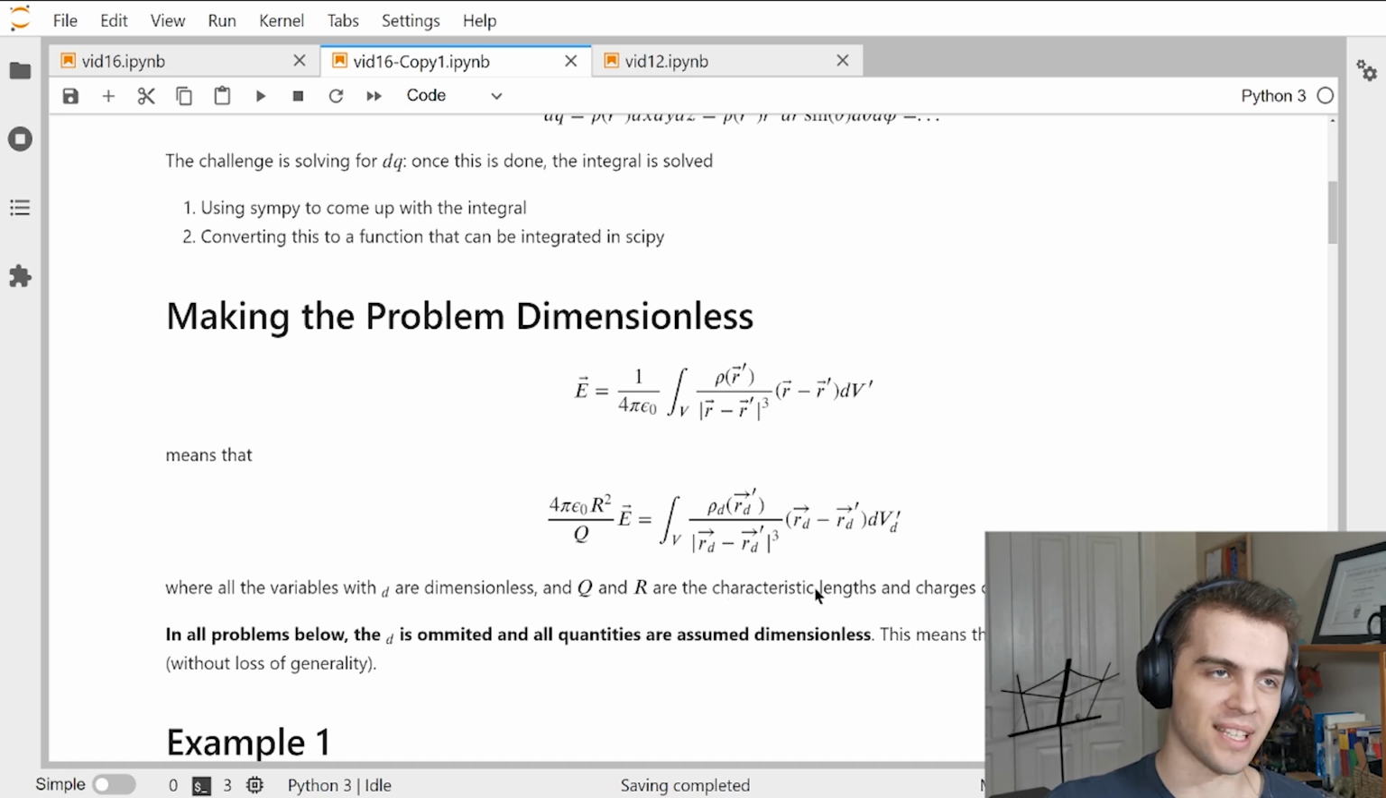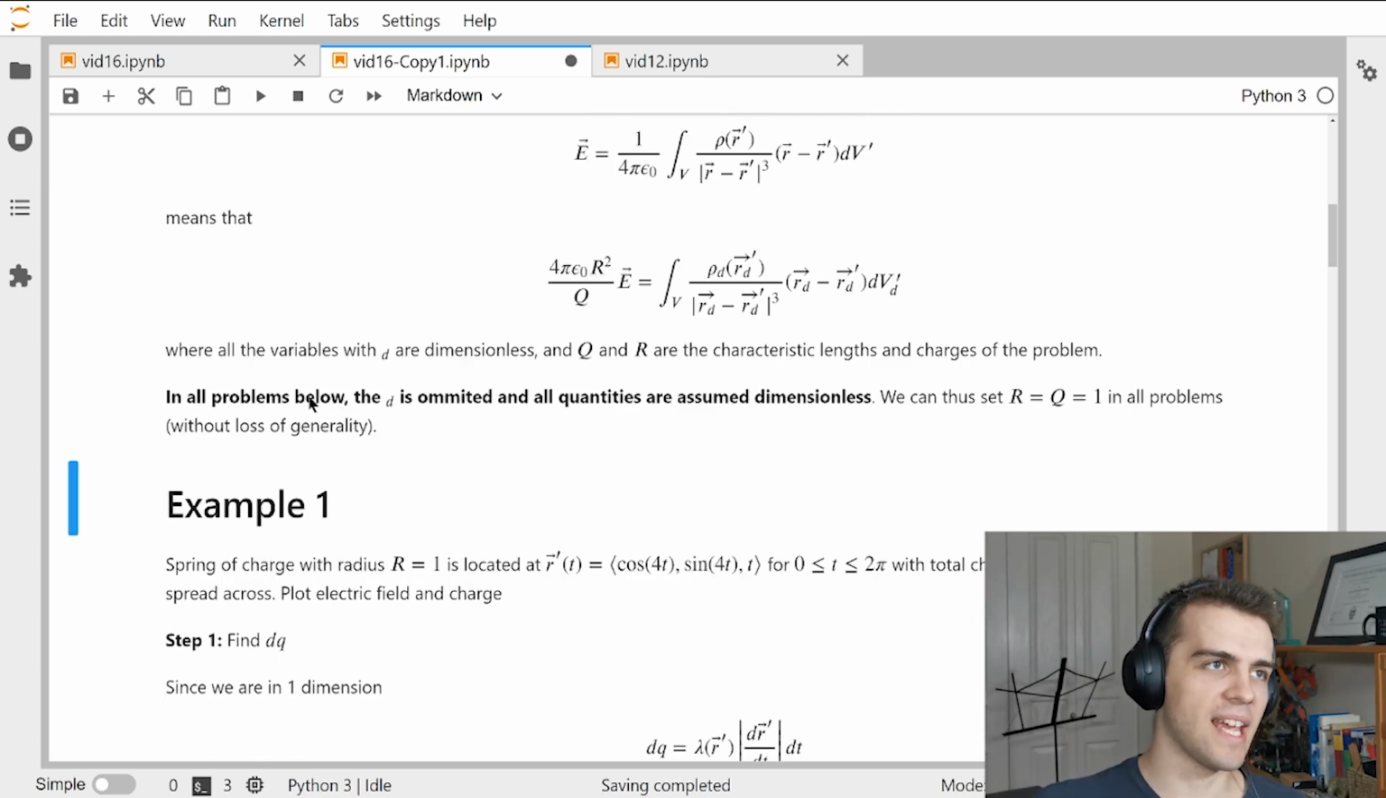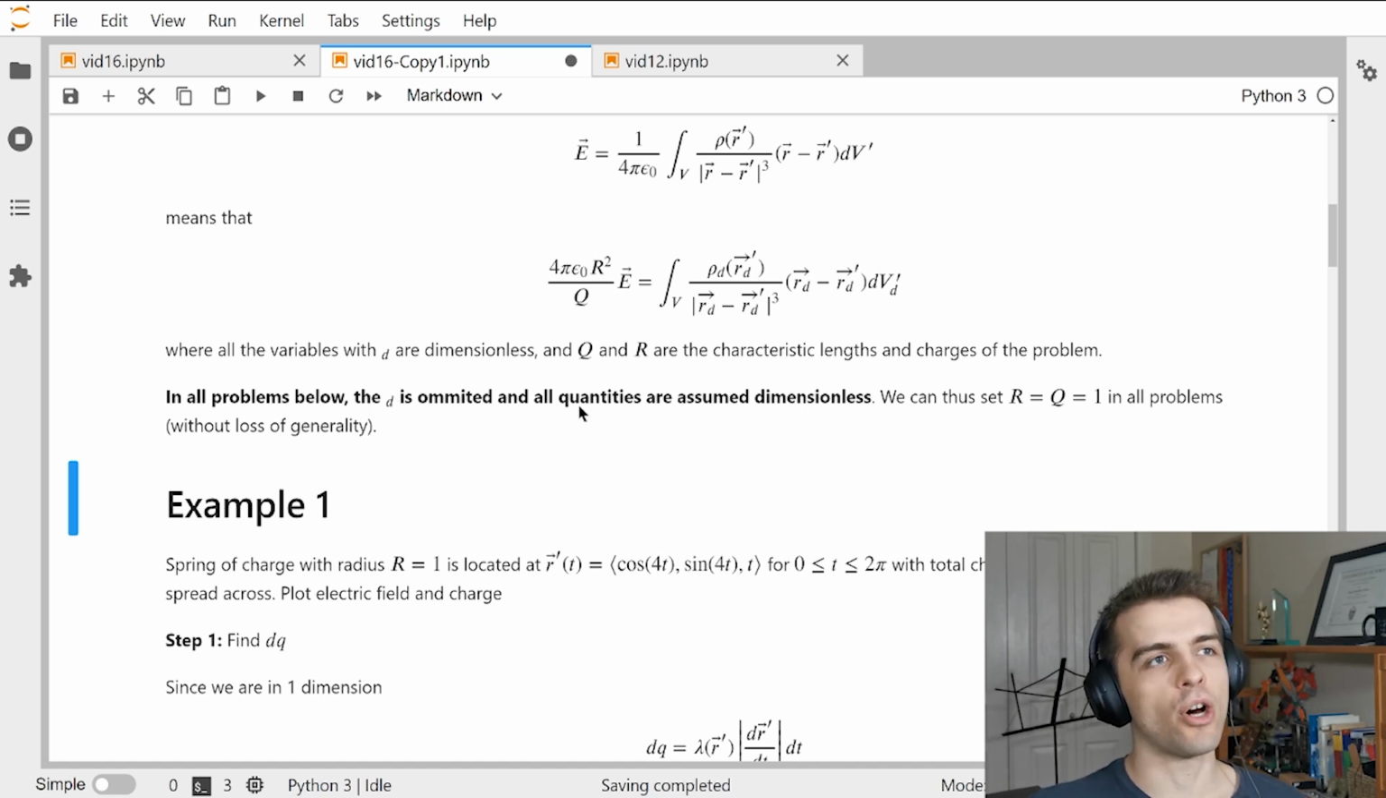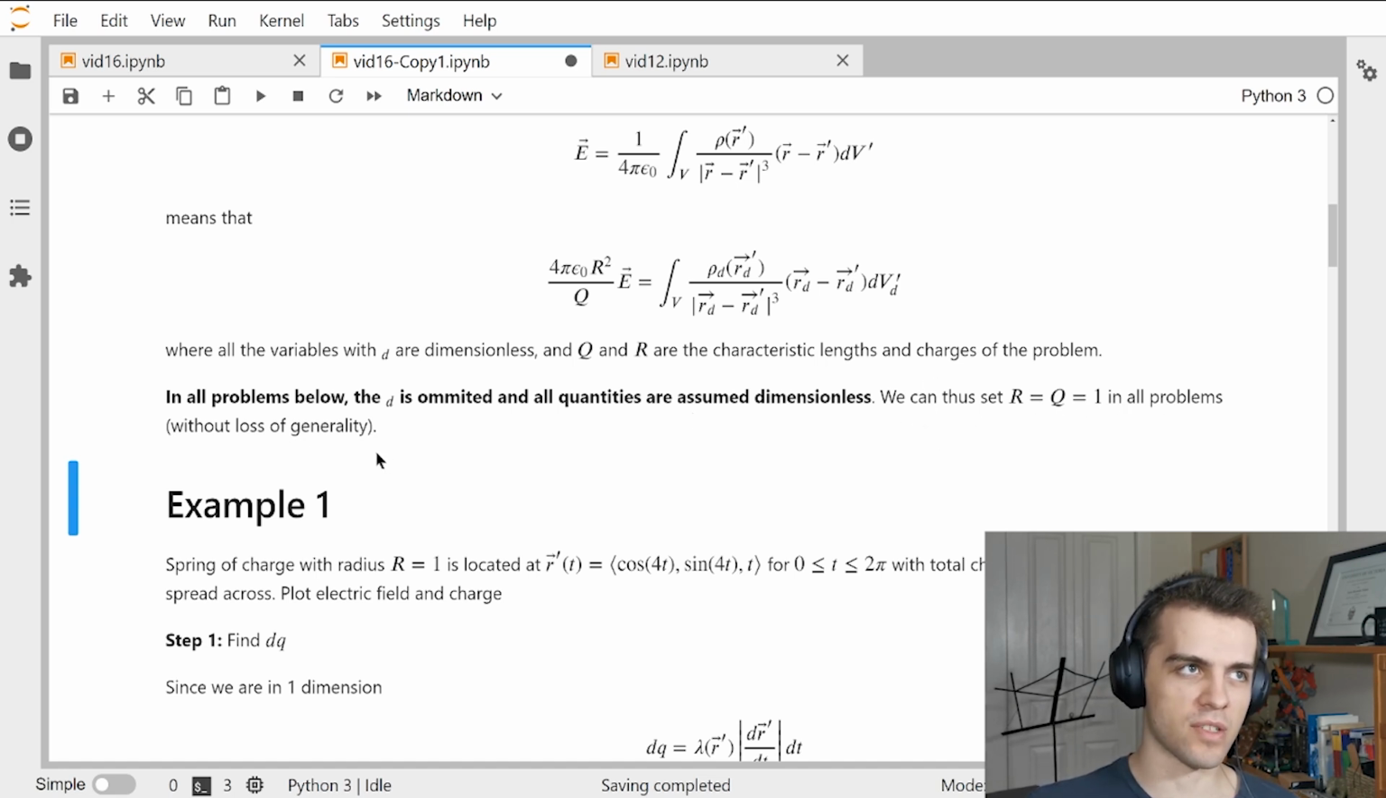That's the characteristic length of the problem. And Q, the characteristic charge, is related to the charge density, right? You'd have to specify this in some way as well, but the easiest one to understand is the characteristic length R. And so if the magnitude of r_d is 3, that just says it's 3 R's big. So in the problems I'll look at today, I'm going to omit the subscript d. It obviously gets a little bit messy. And all quantities are going to be assumed to be dimensionless. That means we can set R equals Q equals 1 in all problems without loss of generality.